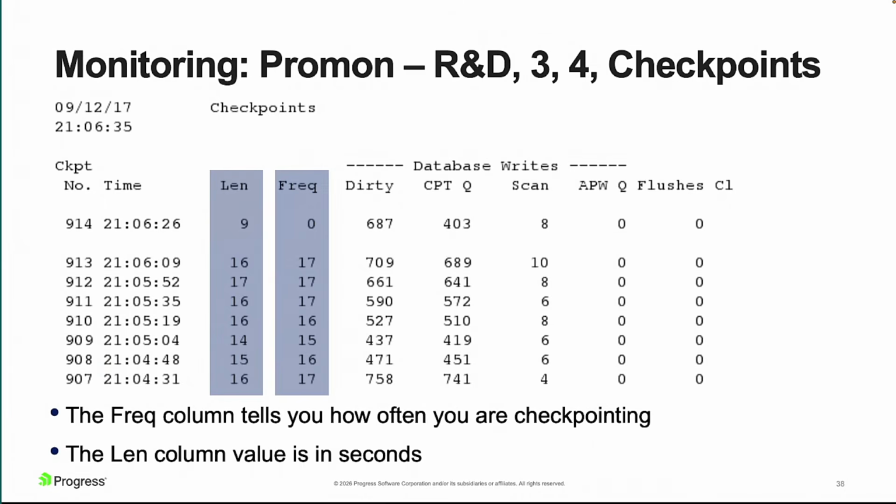We start with R&D. We're going to go to 3, then to 4. We're going to do the checkpoints, and here's what you're going to look at. The frequency tells you how often you are checkpointing. I'm checkpointing 17 times in that poll frame, so it looks like almost every second in most of these. It's also taking me 16 seconds to actually write the information in the buffer pool to the disk. So it's almost like I'm writing all the time and checkpointing every 17 seconds. So this customer is having a lot of slowness on their system.